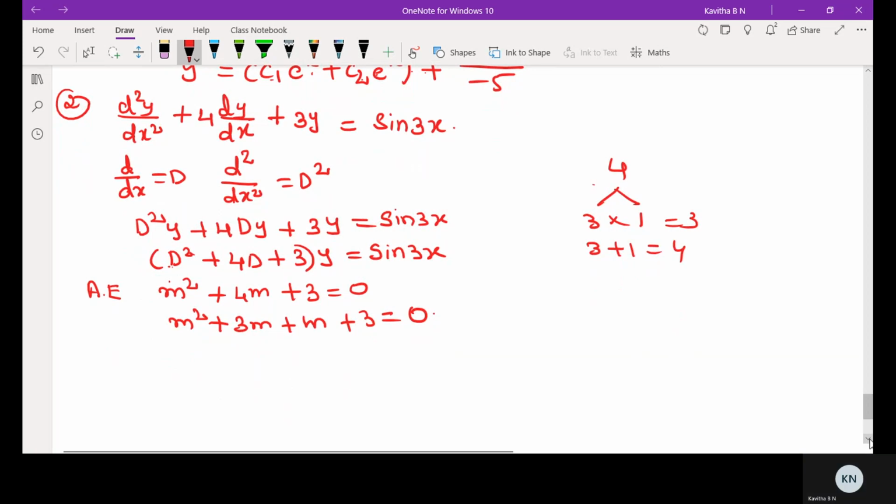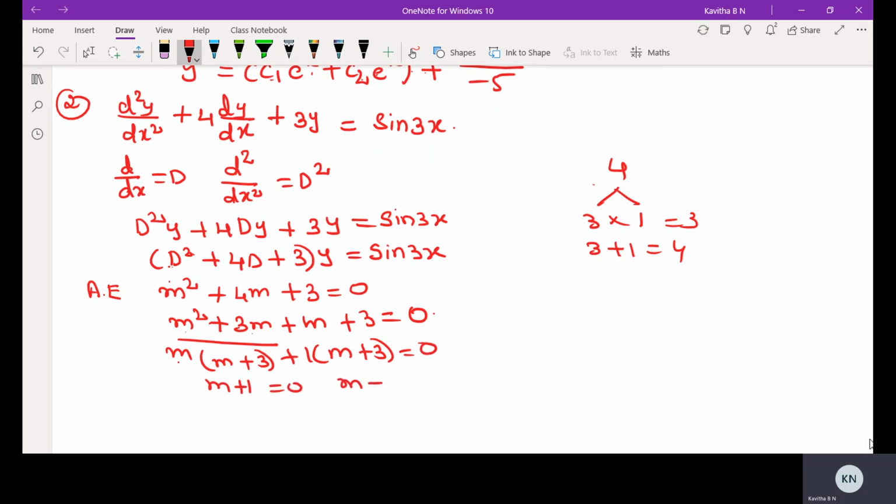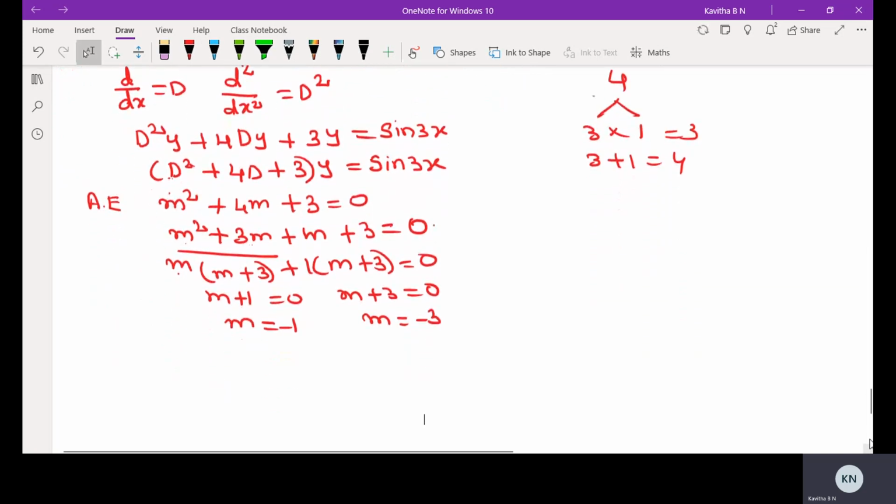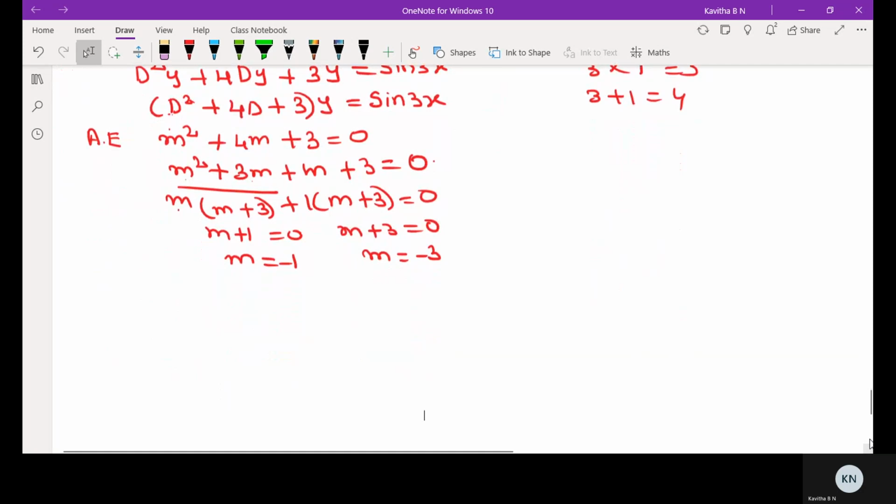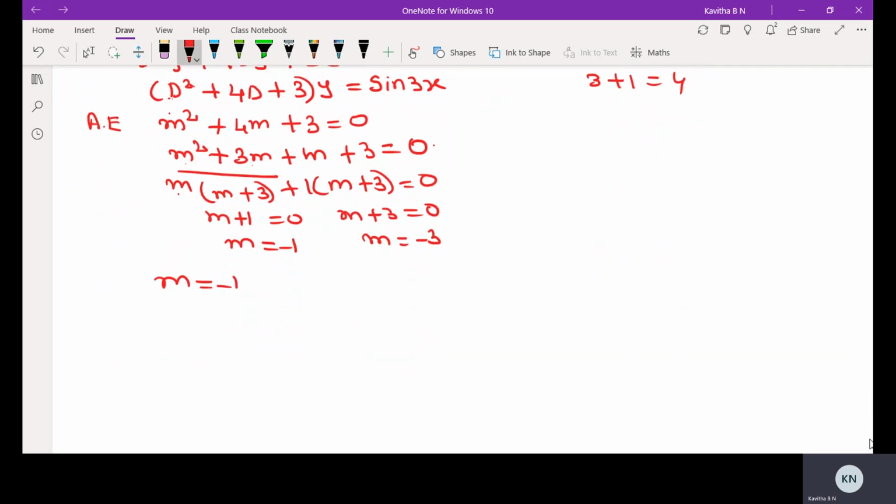Then take m common from m² + 3m: m(m + 3) + 1(m + 3) = 0. Means m + 1 = 0 and m + 3 = 0, so m = -1 and m = -3. Then the roots here are m = -1, -3.